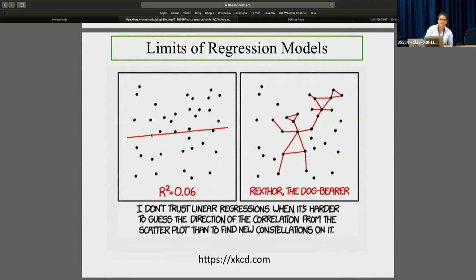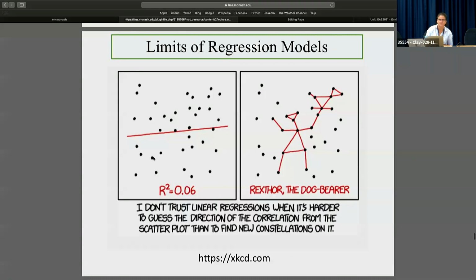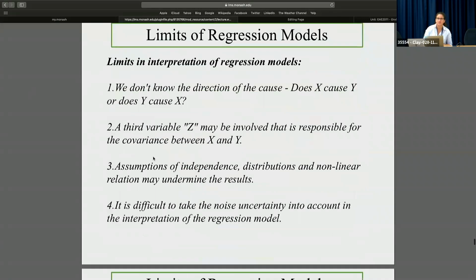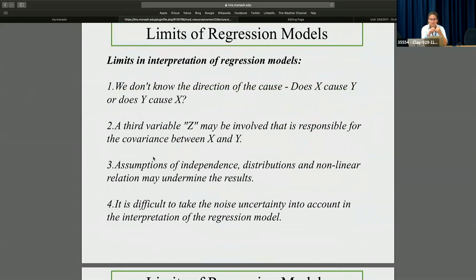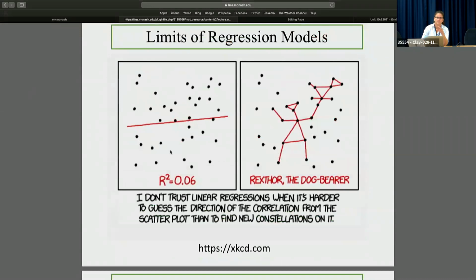It's really hard to guess what's going on here, and actually you could fit something like that just as easily, so don't put a line in. Okay, don't trust this linear regression. Of course there are limits, so don't put a line everywhere. If r squared is so low, there is no significant model here. So it's okay to just leave it as a cloud.